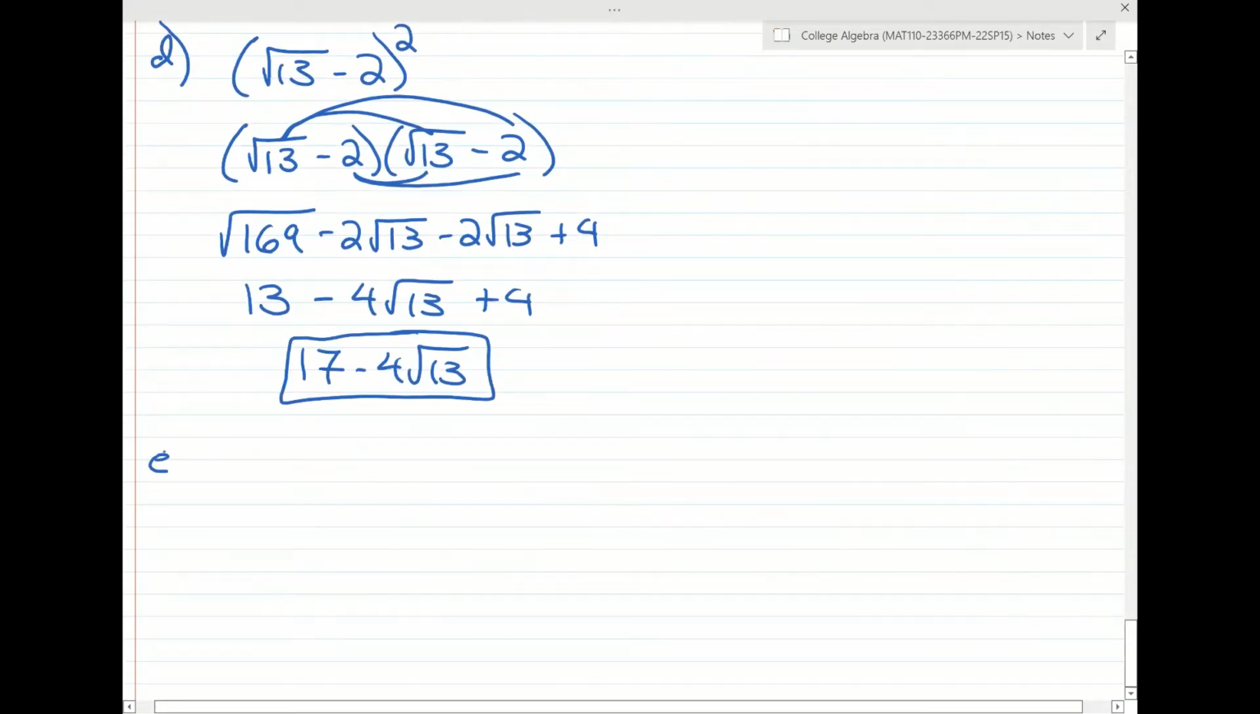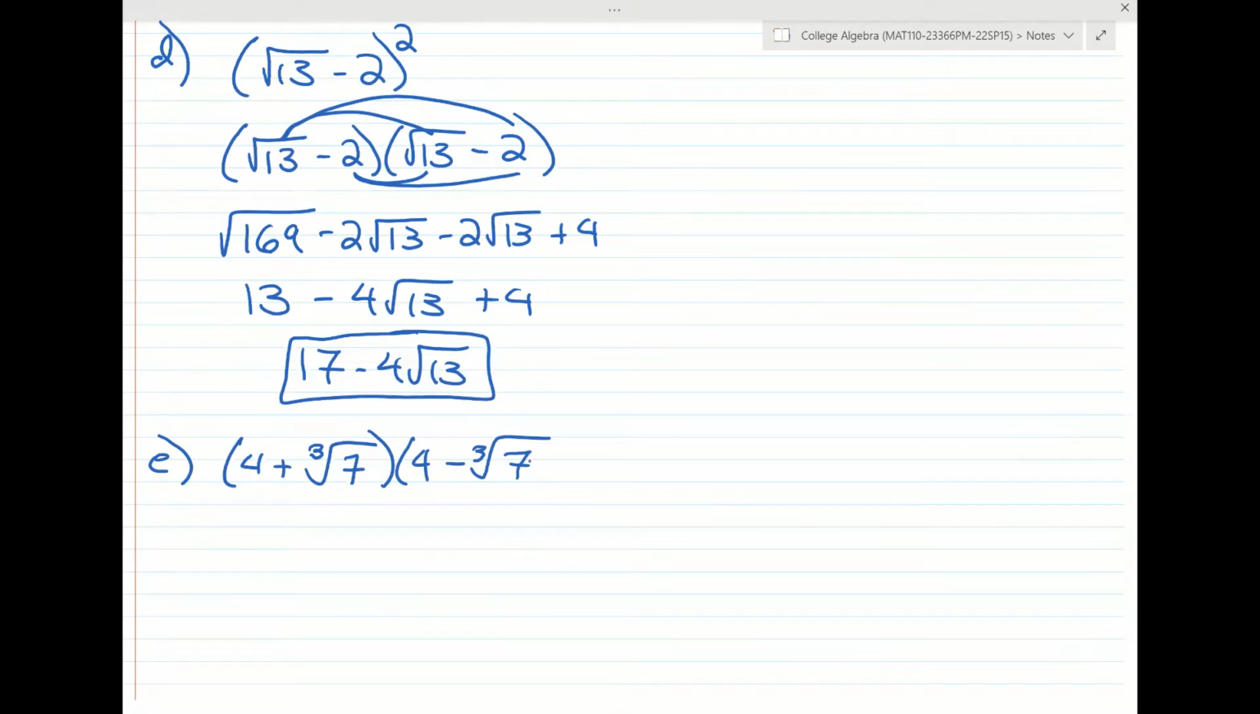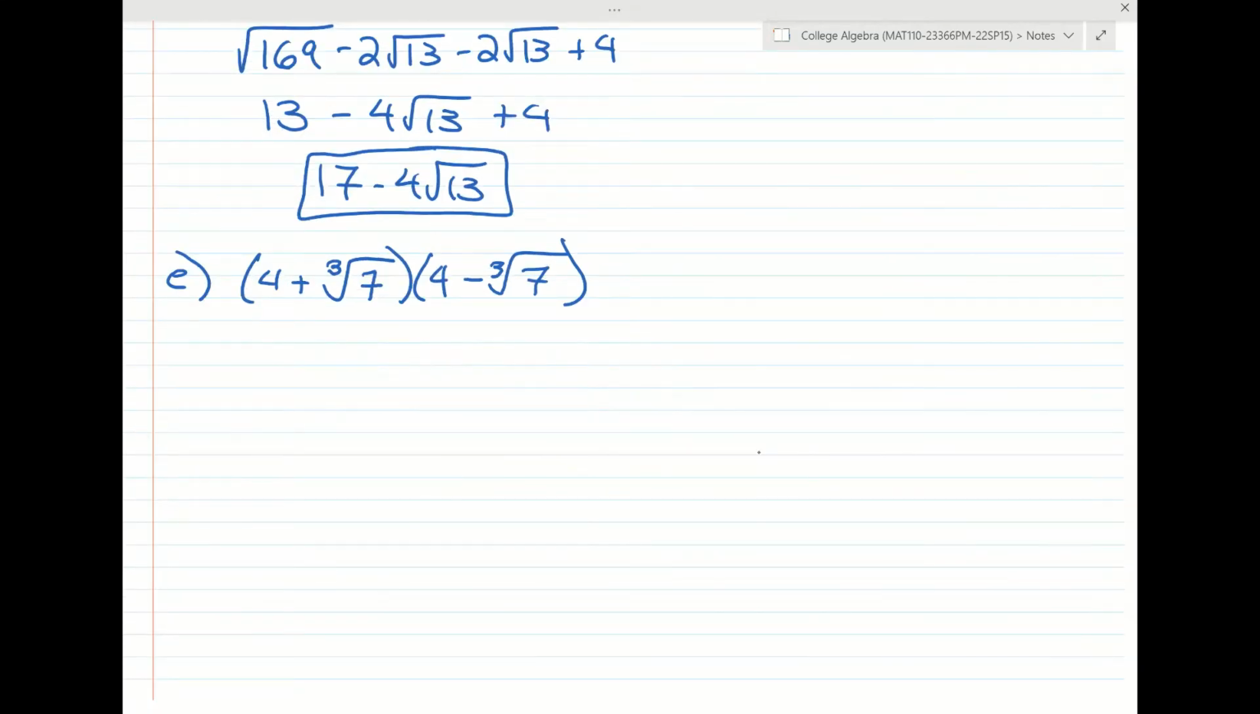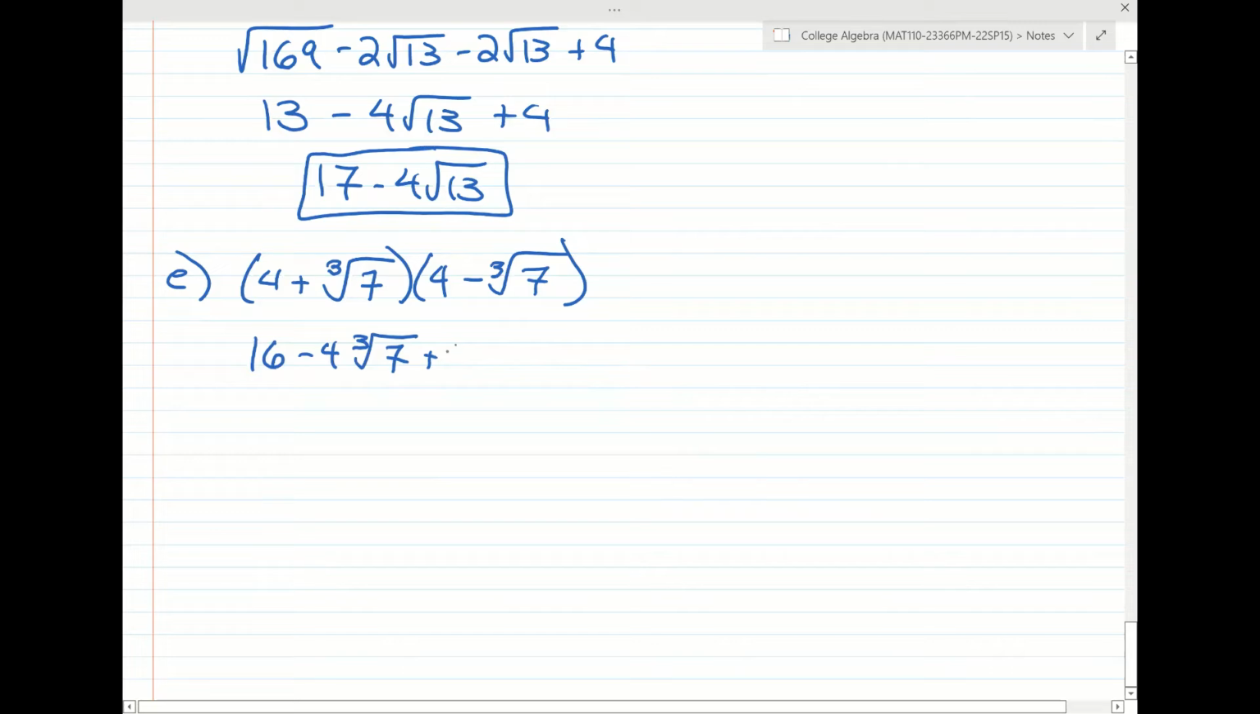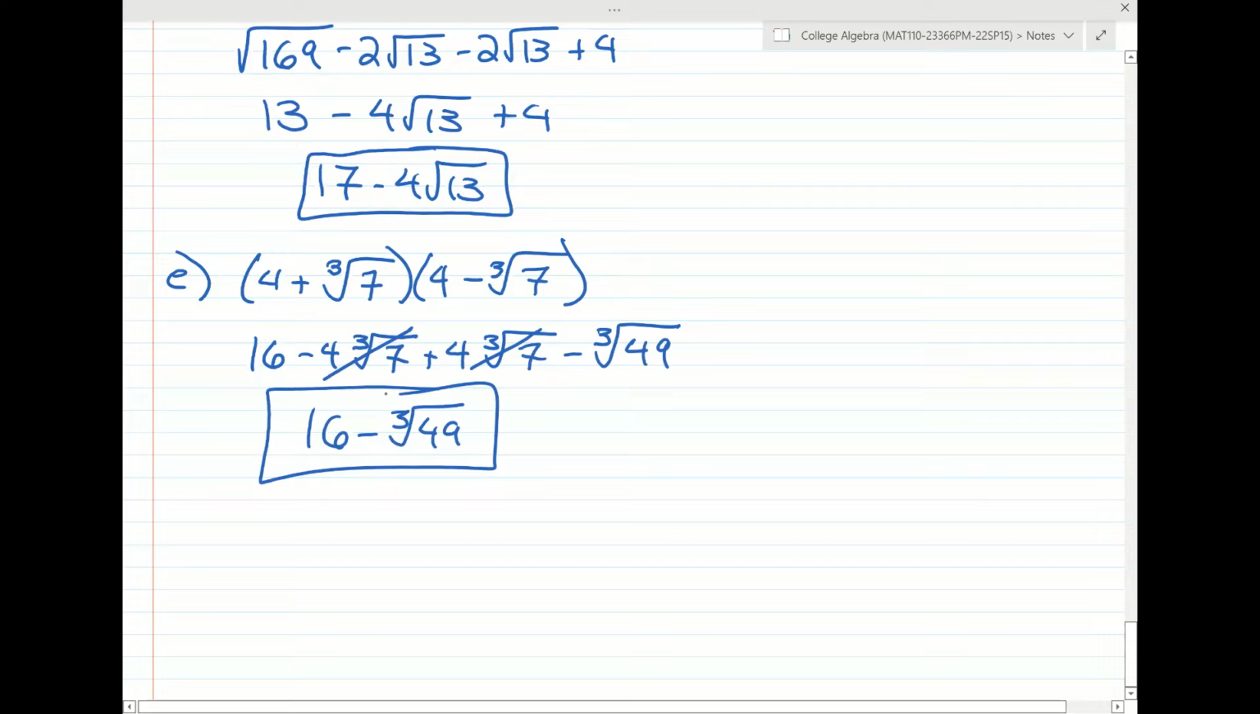Works similarly if we have say the cubed root. Let's say 4 plus the cubed root of 7 times 4 minus the cubed root of 7. 4 times 4 is 16 minus 4 times the cubed root of 7 plus 4 times the cubed root of 7 minus the cubed root of 49. Minus 4 cubed root of 7 and plus 4 cubed root of 7. These are going to cancel. So 16 minus the cubed root of 49 would be our answer. You can't simplify the cubed root of 49.